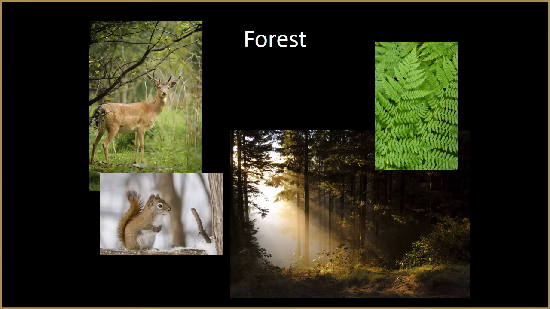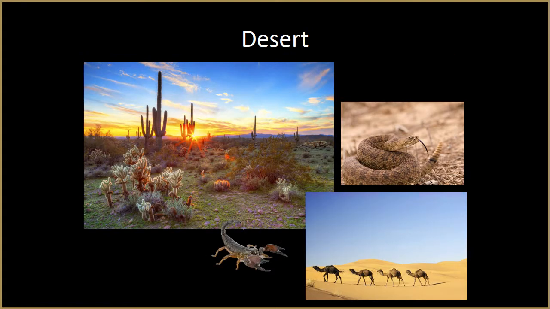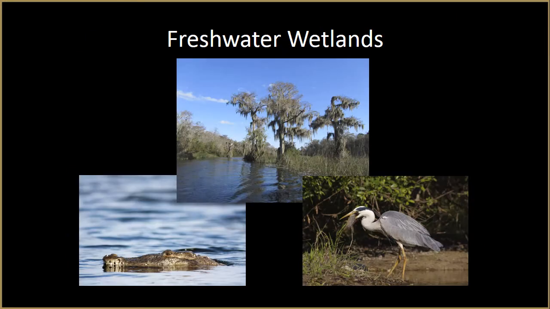In forest biomes, we find pine trees, ferns, and familiar animals like deer, squirrels, and bears. As the name implies, grasslands have very few trees and lots of grass. Animals like zebras, giraffes, prairie dogs, and bison live there. Desert biomes are home to specialized plants such as cactus, and animals such as snakes, scorpions, lizards, and camels. Coral reef biomes support their own very distinctive plants and animals, which are different from the plants and animals found in freshwater wetlands.